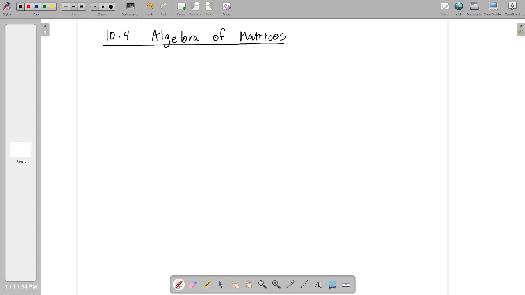Hello, and welcome to the lecture on 10.4. Today we're going to talk about the algebra of matrices. Let's start with what it means for two matrices to be equal. Equality of matrices.